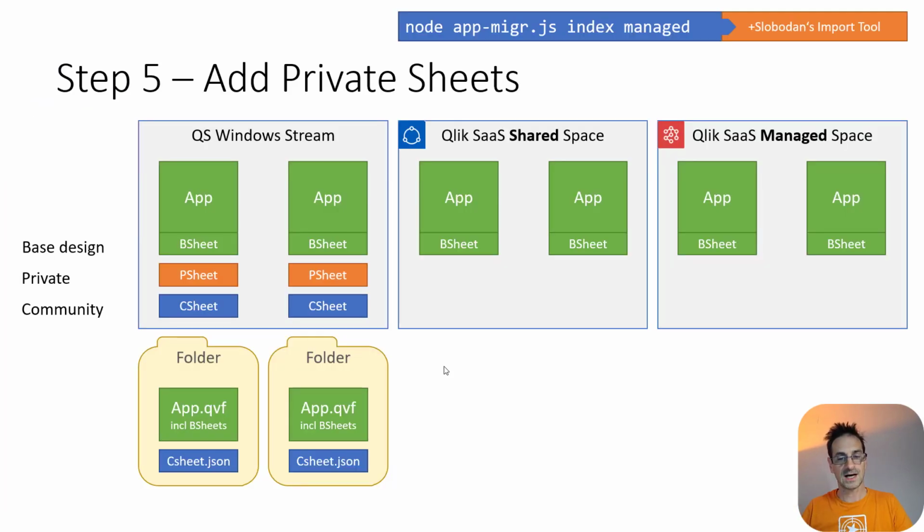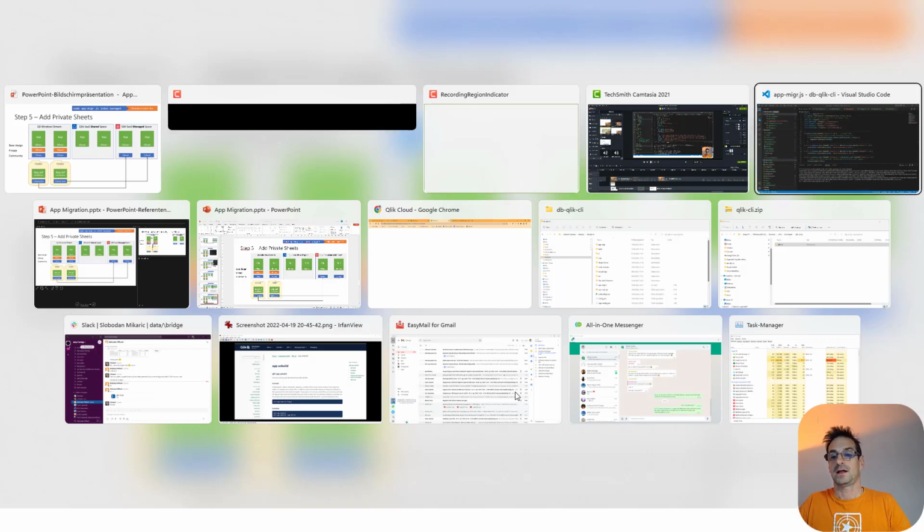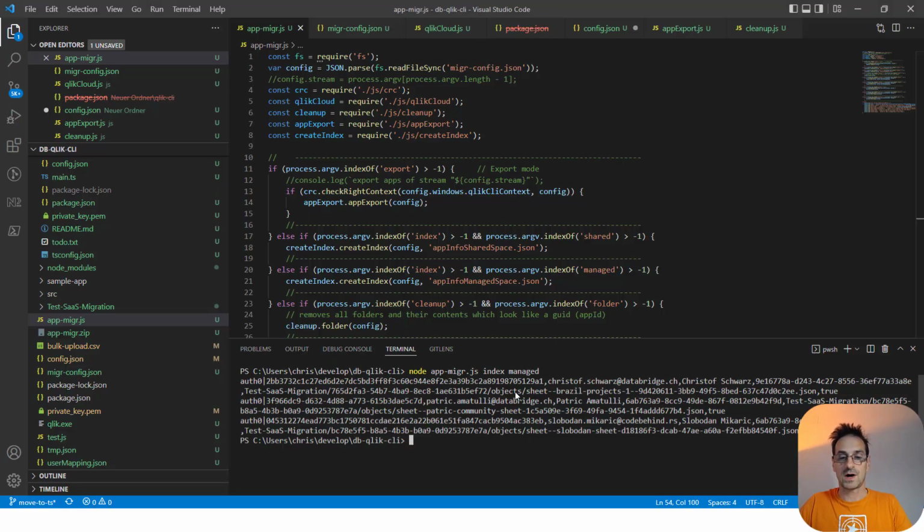And the very last step now is that we take the sheets that were exported as community sheets and add them in the name of the customer to the Qlik app in the managed space. And this was done by Slobodan in my team. And in order to do so, I go index managed. It provides a little CSV file that tells the next piece of script where to find all the objects and in which app and in which name it has to publish the sheet.